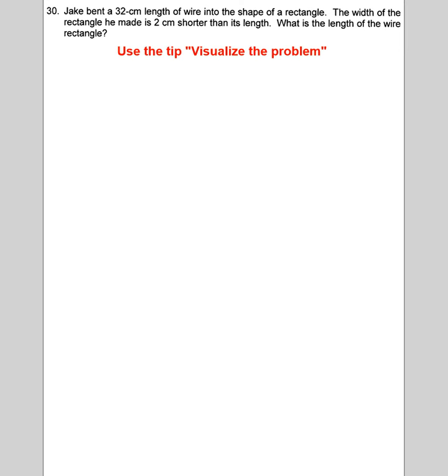So with this problem in front of us here, we're going to use the tip visualize the problem. The problem says Jake bent a 32 centimeter length of wire into the shape of a rectangle. The width of the rectangle he made is 2 centimeters shorter than its length. What is the length of the wire rectangle?